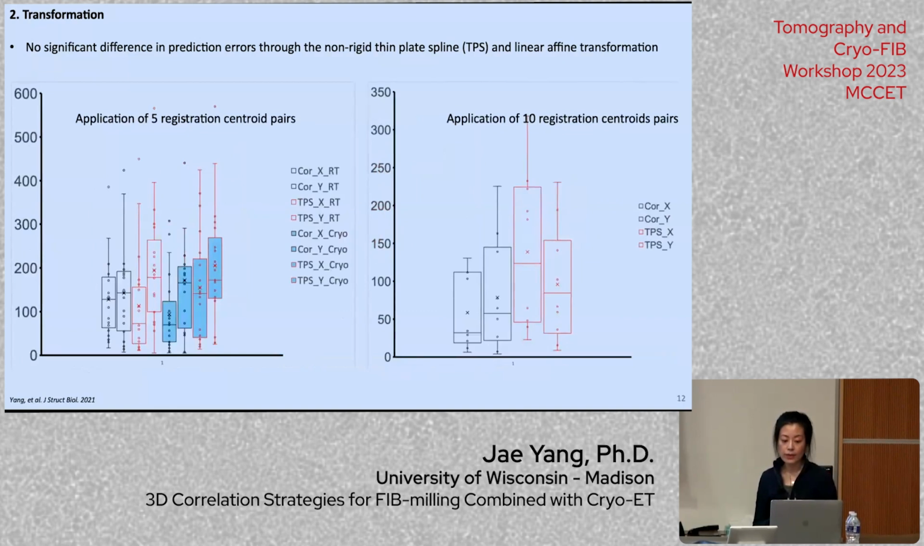We also wanted to see how many points, as I mentioned, play a role in this TPS. I was wondering whether, if I pick 5 registration points versus 10 registration points, the 10 registration points would actually give you better results. What we found is that there's no significant difference in this process as well.